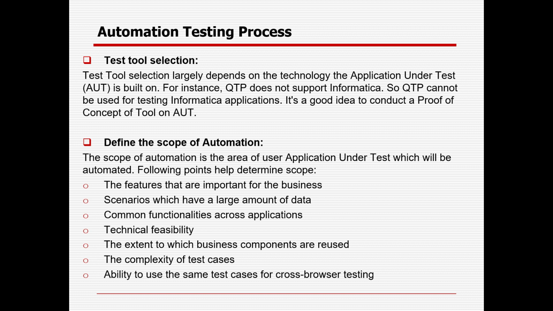As part of the second step, we need to define the scope of automation. For any kind of testing, you should have a proper planning strategy, or the test strategy report you are used to creating. Similarly, an automation test strategy report should be there. You need to finalize what is to be tested and what is not to be tested, the scope. The points that help determine the scope are: features important for the business scenario, large amounts of data, common functionality across the application, technical feasibility, the extent to which business components are reused, the complexity of the test case, and the ability to use the same test case for cross-process testing.